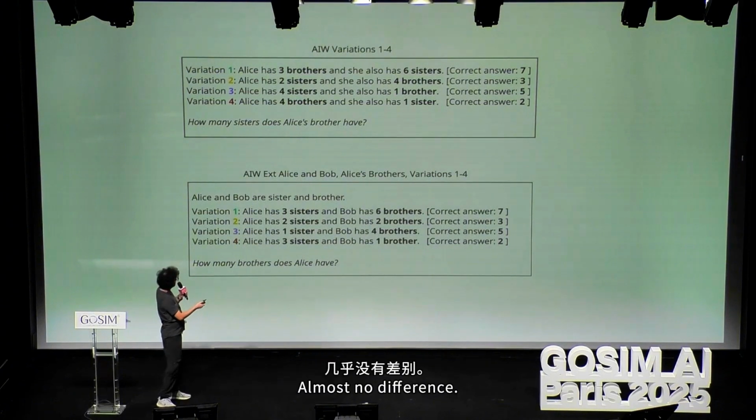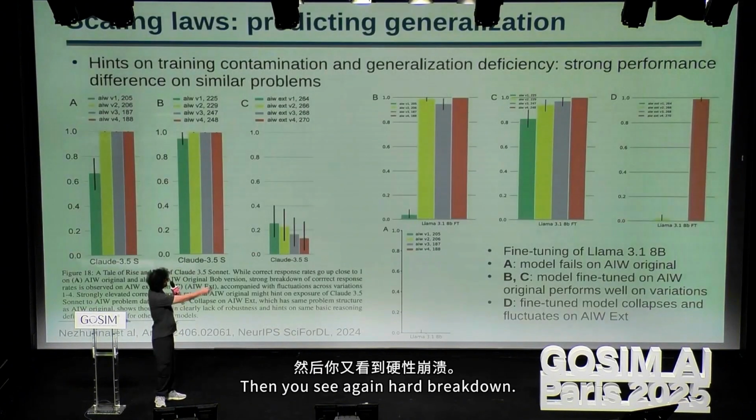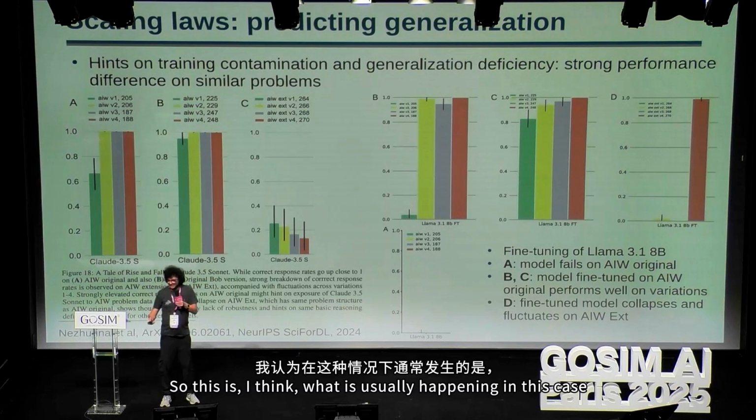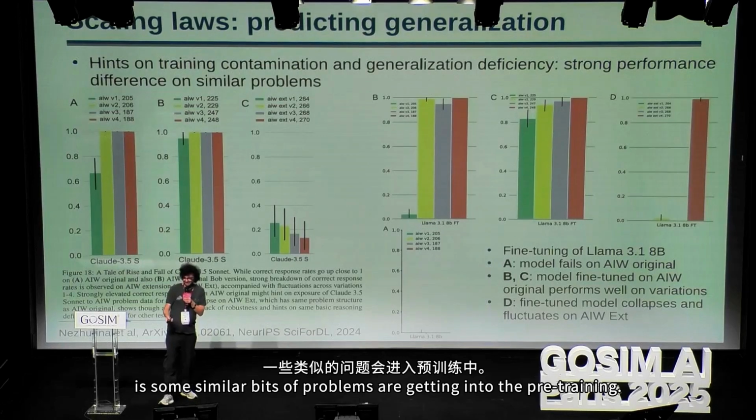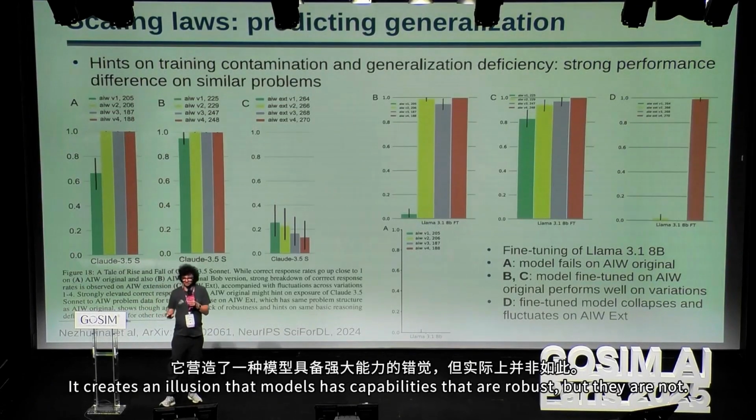Almost no difference. Then you see again hard breakdown. So this is, I think, what is usually happening in these cases. Some similar bits of problems are getting into the pre-training. It creates an illusion that models have capabilities that are robust, but they are not.